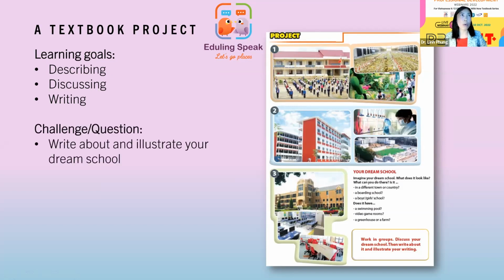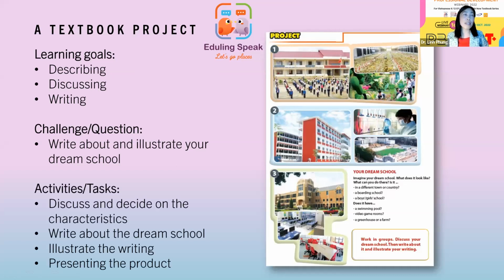And what is the challenge and question here? Write about and illustrate your dream school. So to me, it seems like that's the challenge. That's the main challenge or the outcome that the students later on need to illustrate. Now the activities and the tasks, to me, if I have to break it down, I will see that students first have to discuss and decide on the characteristics of their dream school. They need to write about the dream school. They need to illustrate the writing and they need to present the product. So those perhaps are the main tasks in this project.